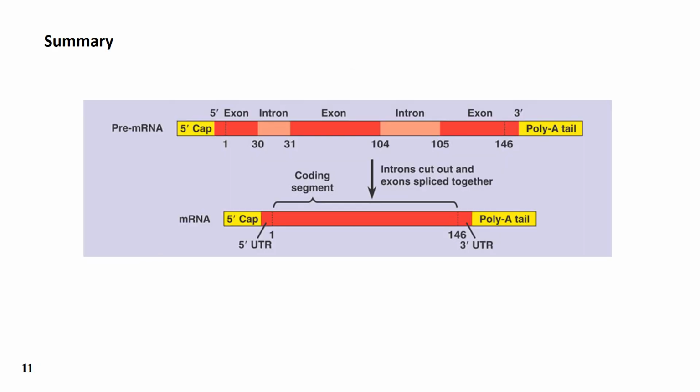To summarize, there are three modifications that are associated with the processing of a pre-mRNA. Those include the addition of a 5' methyl G cap, the addition of several hundred adenosine nucleotides in the form of a poly A tail at the 3' end, and removal of intronic sequences through the process of mRNA splicing.